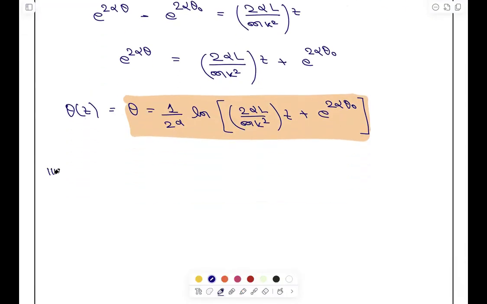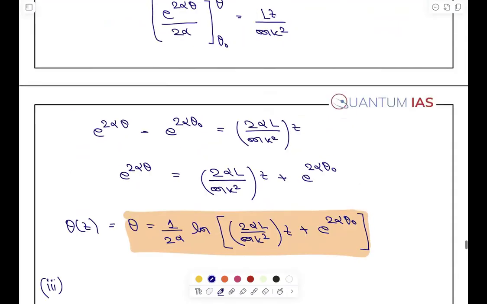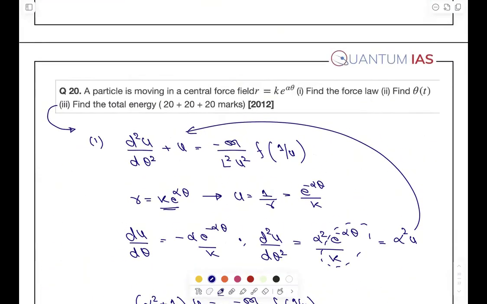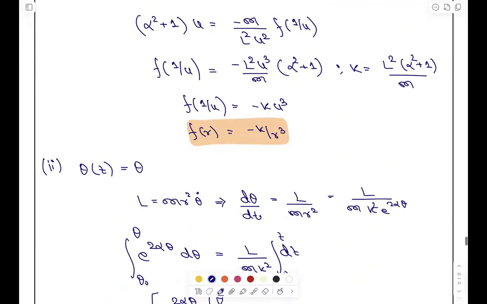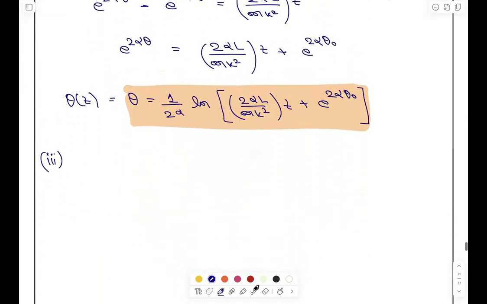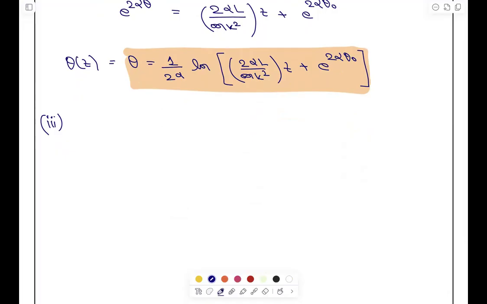Okay, so the last part of this question, we have to find out the total energy here. Now I can say that the total energy will be 0, and without doing the calculation, if you know how we can find that, please comment that. But before that, let's do it.